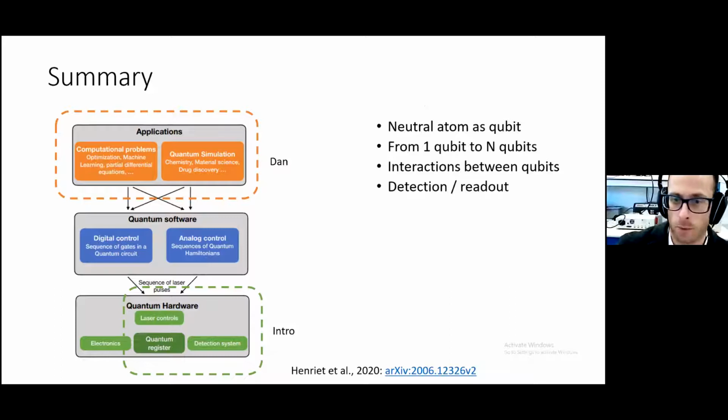And later, Dan will talk about higher level aspects of this project, namely the different applications, quantum simulation, and computation. So I will start by introducing the neutral atom as a qubit, then illustrate how it is possible to scale up to more than 1 qubit, and then briefly mention the different interactions that you can have between atoms and the way we detect and read out qubits.